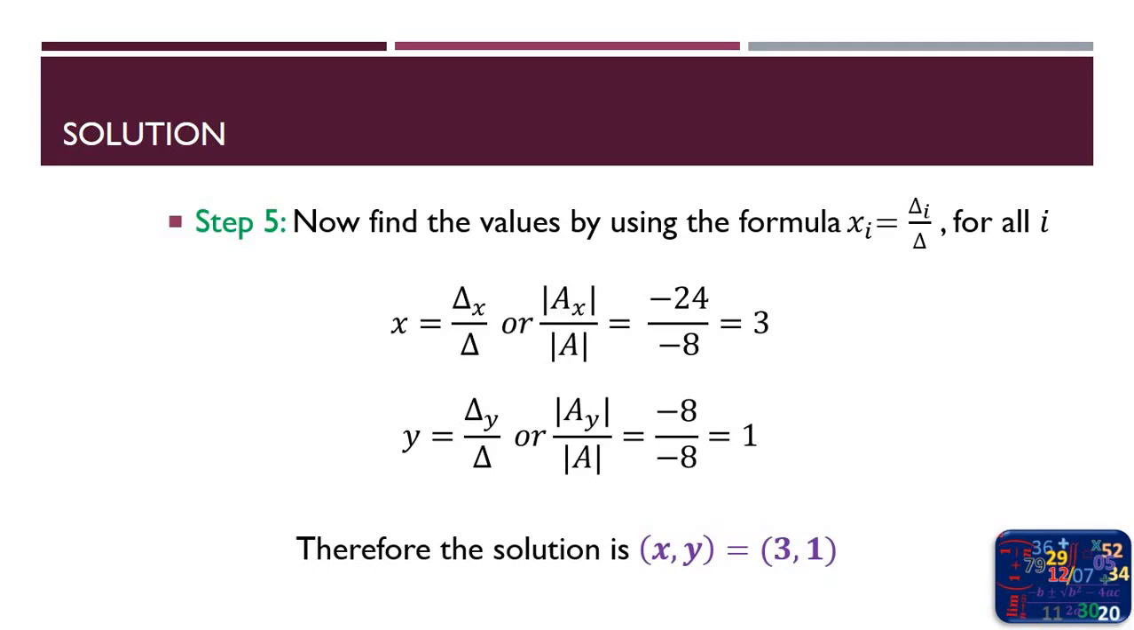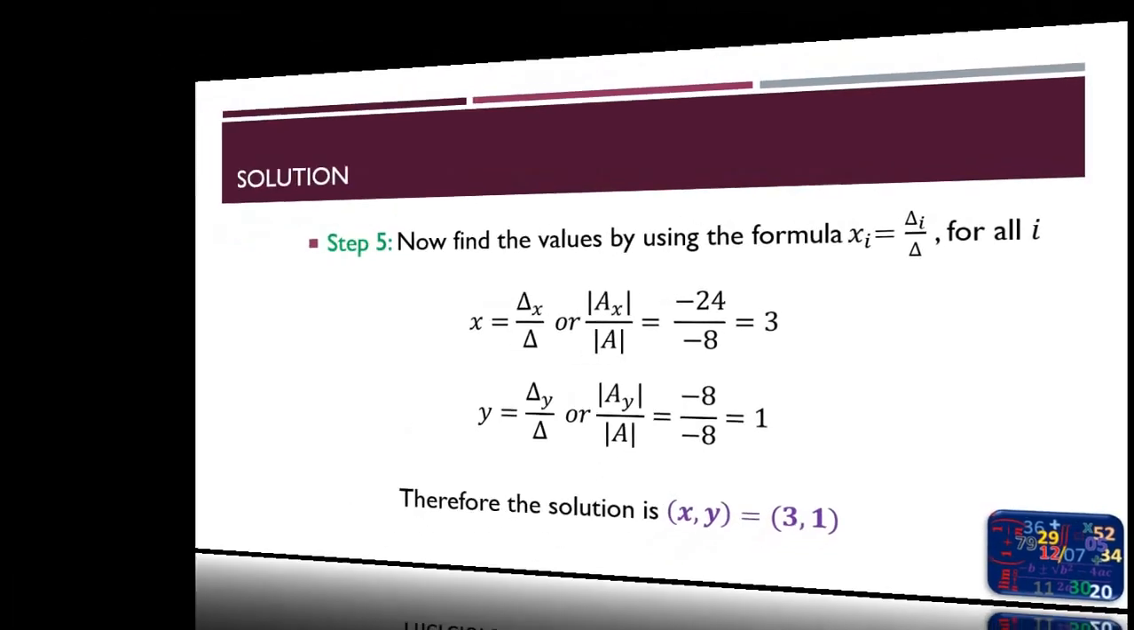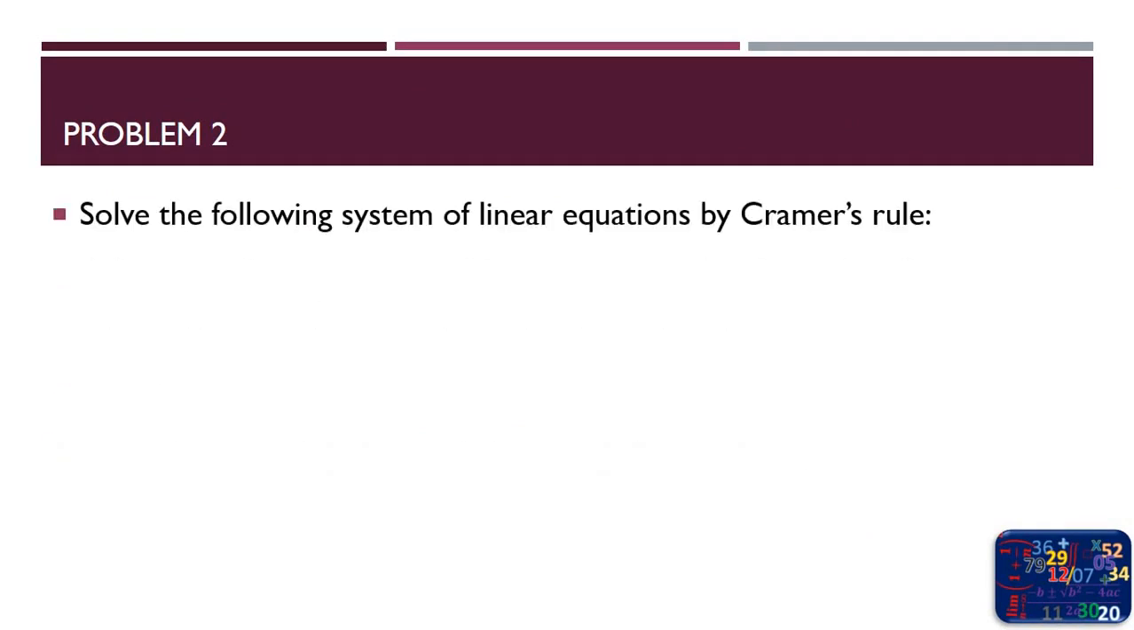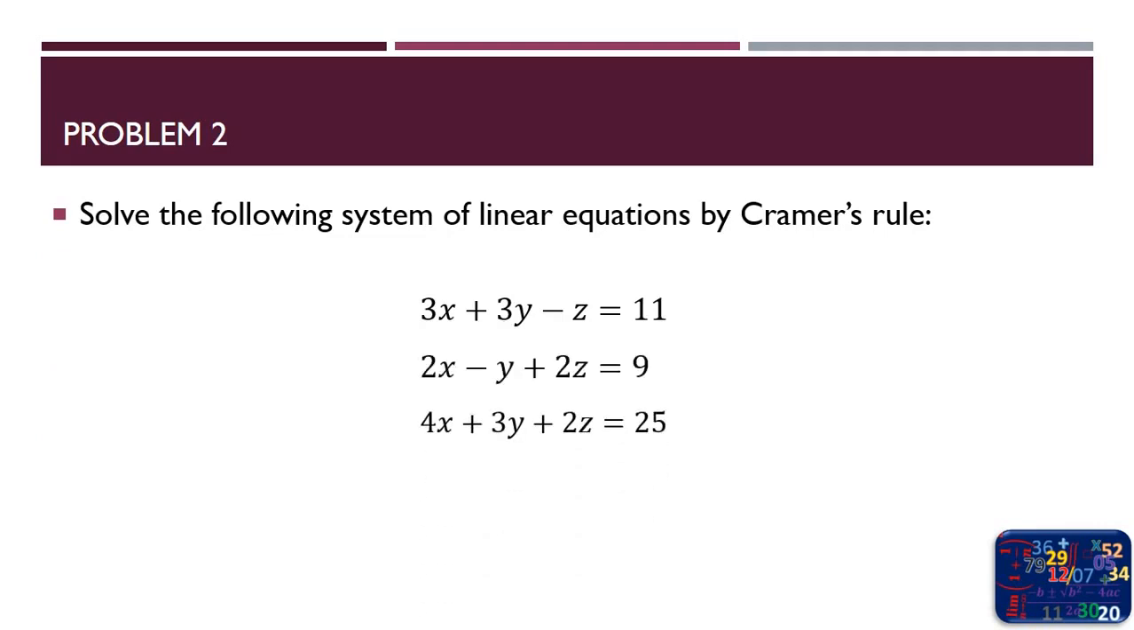Check whether the answer is right or wrong by substituting these two values in the given equations. Now one more problem we will solve, but this is of a 3 cross 3 matrix. Solve the following system of linear equations by Cramer's rule. The three equations are given.